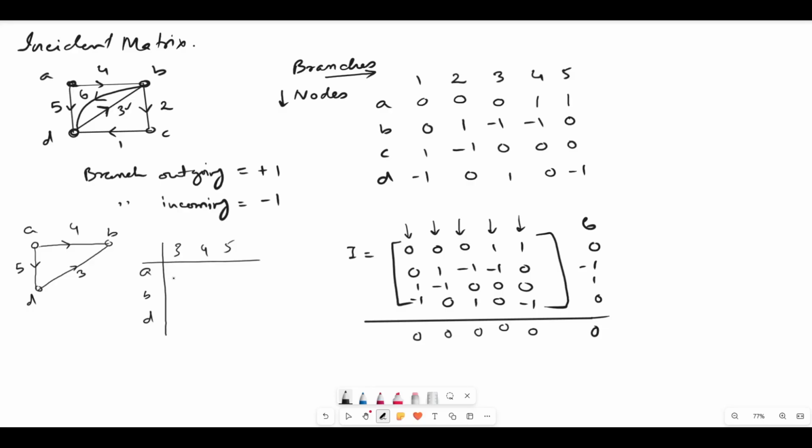Accordingly, if we write down the values, for 3 it will be 0, minus 1, then 1. For 4 it will be 1, minus 1, 0, and for 5 it will be 1, 0, minus 1. So which is obvious, we are having these values 0, we are having the values of A, B and D.